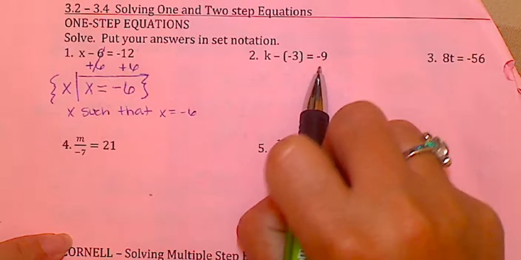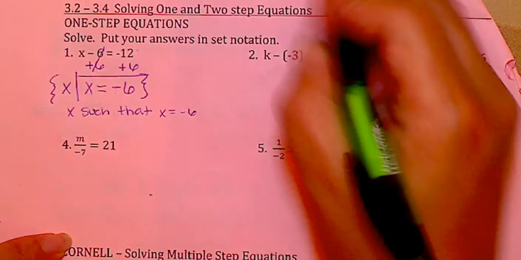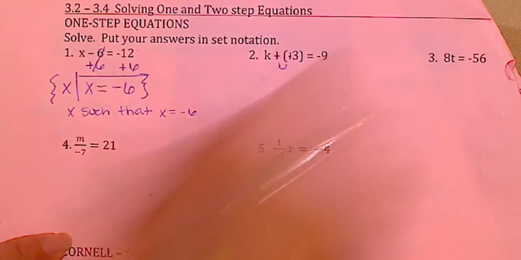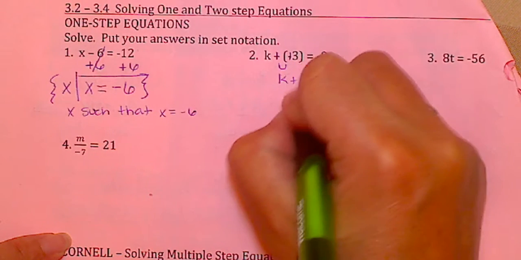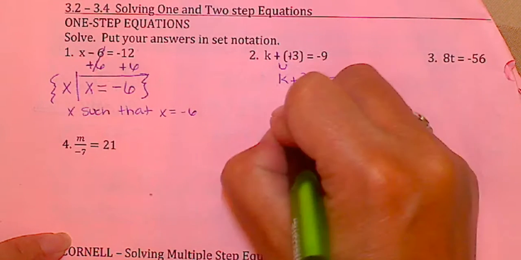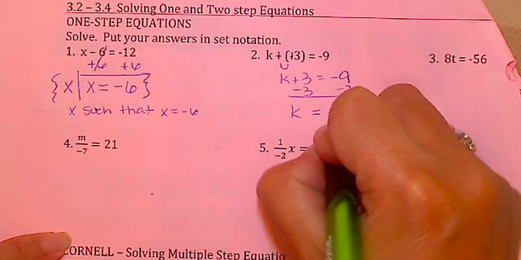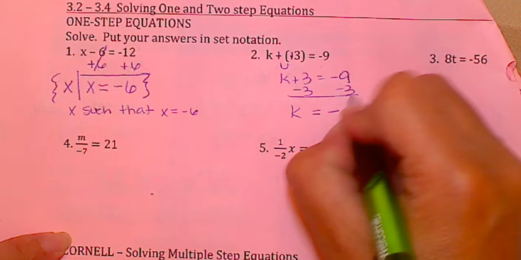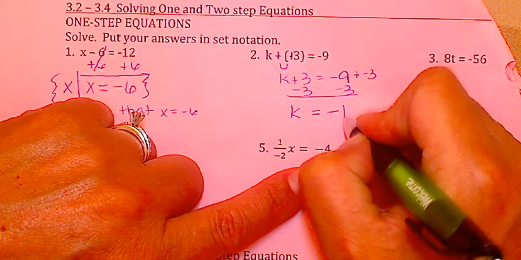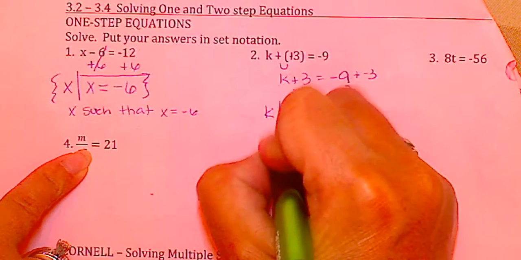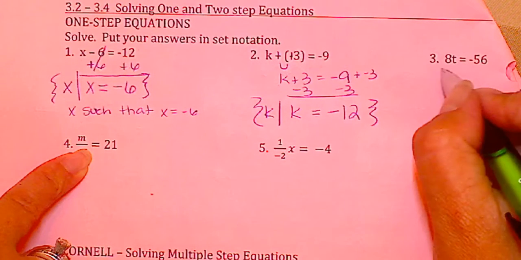Now, when you're doing a one step like this, you can't work with this double negative. So we know that if two negatives are next to each other, I like to say make it happy. So this is now really k plus 3. So if we want to get k alone, we're actually going to subtract 3 from both sides. So we get k equals negative 9 minus 3. So remember, that's really like negative 9 plus a negative 3, which gives us negative 12. So k such that k equals negative 12. Set notation.